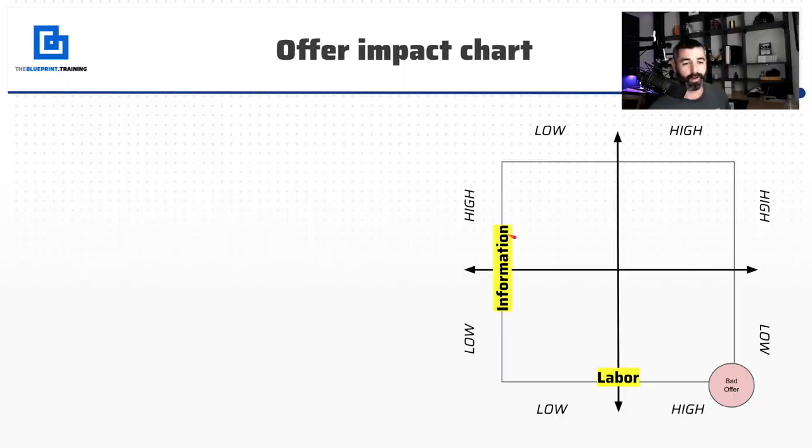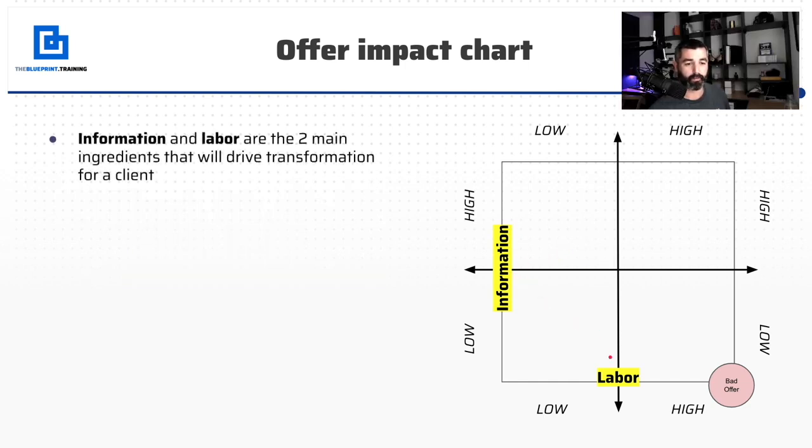We're going to do so by understanding this chart over here that has two very simple inputs, information and labor. These are the two inputs because, very simply speaking, these are going to be the two main things that go into delivering any sort of result for a client. Information meaning how much expertise or knowledge does it require to deliver this? Labor meaning how much labor or time will go in to deliver this?